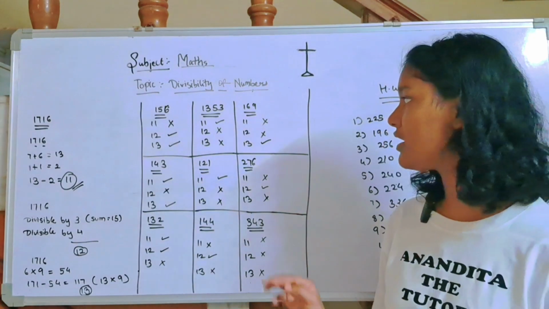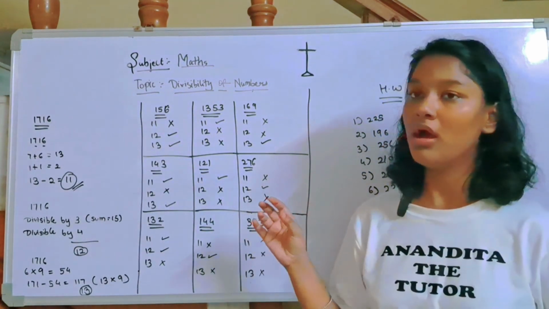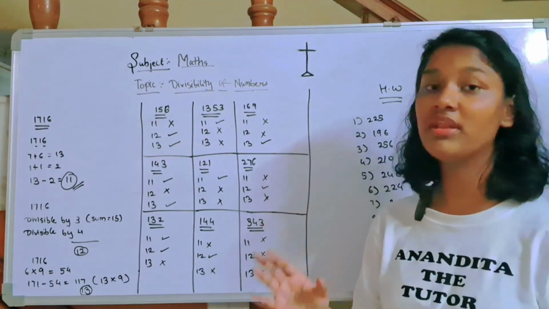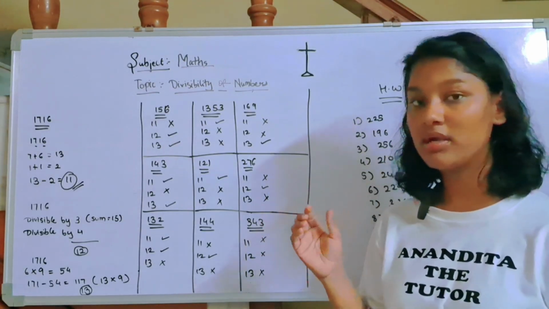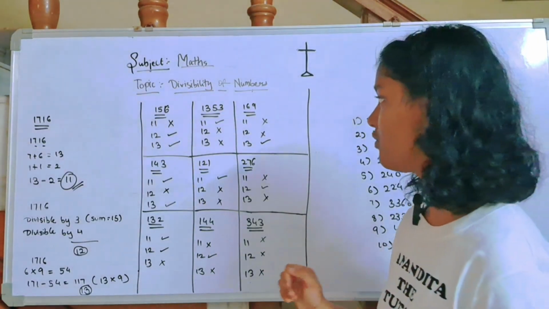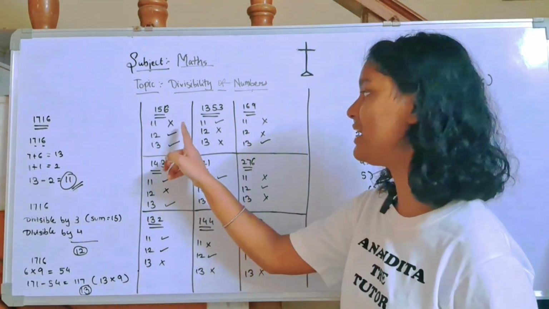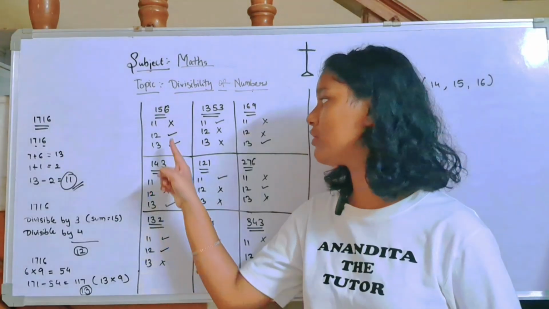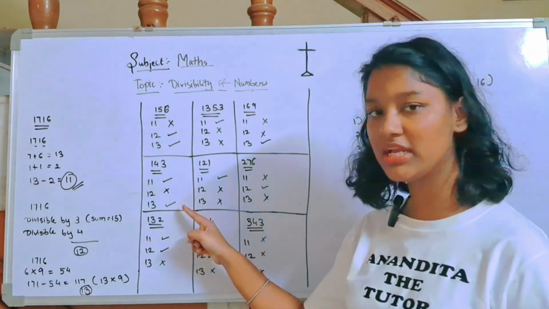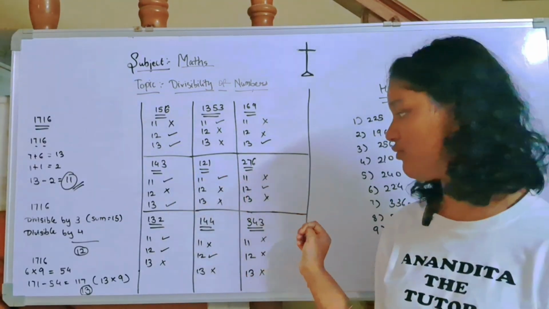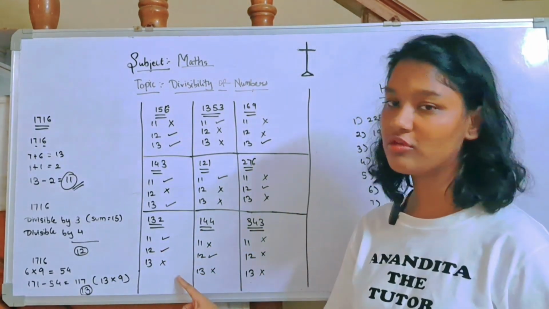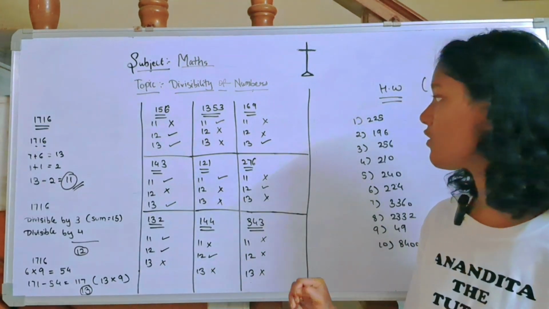Now the other numbers I have not solved. If it is divisible, I have put a tick mark, and if it is not divisible, then I have put a cross mark. So 156 is not divisible by 11, but it is divisible by 12 and 13. Then 143 is divisible by 11 and 13, but not divisible by 12. 132 is divisible by 11 and 12. It is not divisible by 13.